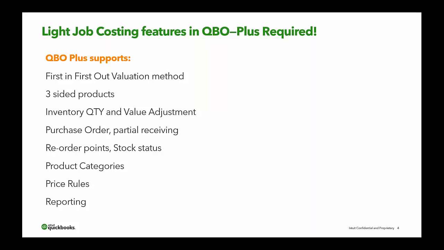We're going to look at quantity and value adjustments. You can now partially receive against an open PO. There is a reorder point, so I can track stock status. These are some of the features that we added to QuickBooks Online Plus over the last year or so. We do have product categories. I'll be starting there. Price rules is brand new. It's in beta, and that's in Plus.